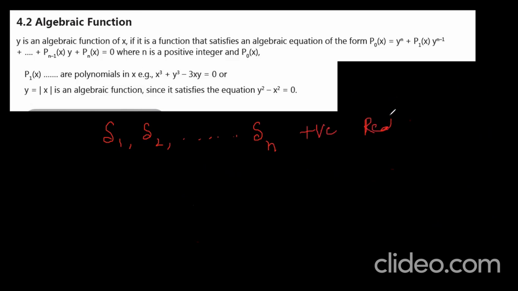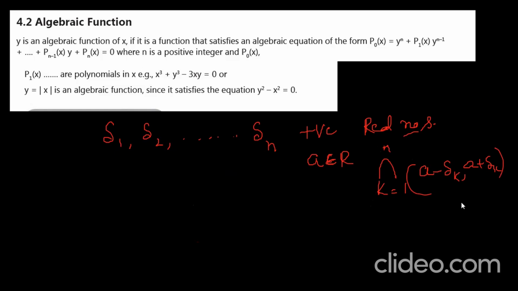Positive real numbers. Also I am taking a belongs to R. Then if I take the intersection, k equal to 1 to n, of (a minus delta_k, a plus delta_k). What do you call this? What are we going to observe? It is also a delta neighborhood. It is also a neighborhood of the point a, or not?